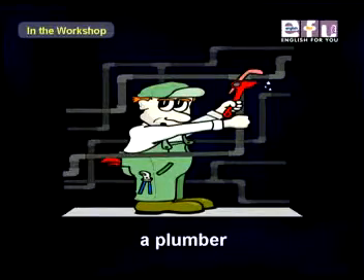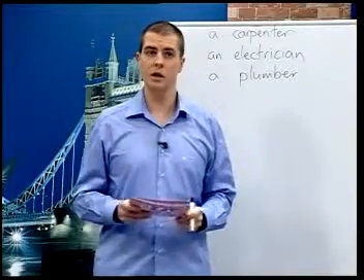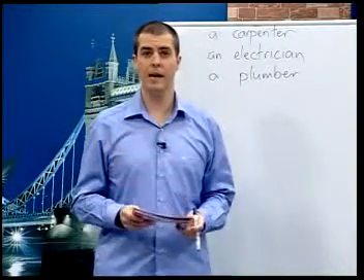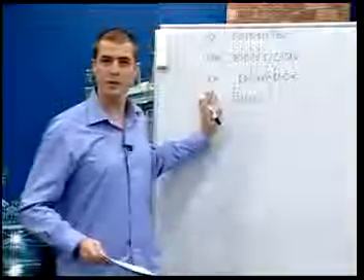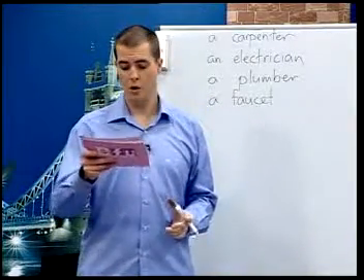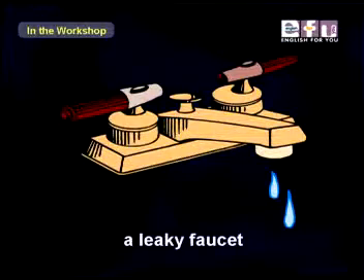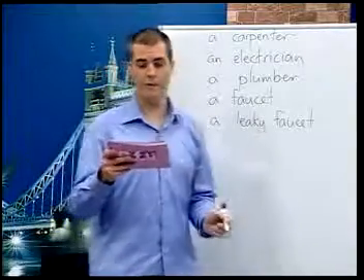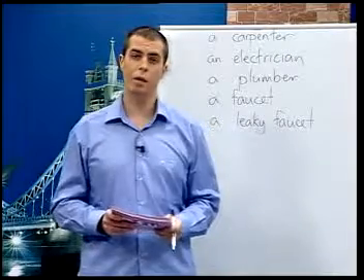A plumber is someone whose job is to install or fix sinks, baths and water pipes. A faucet is the thing you turn on or turn off to control the flow of water from a pipe. A leaky faucet is a faucet which has a fault or a problem so that water passes through it.